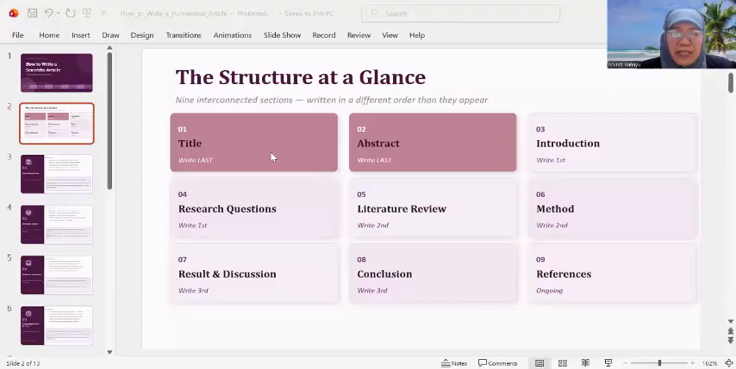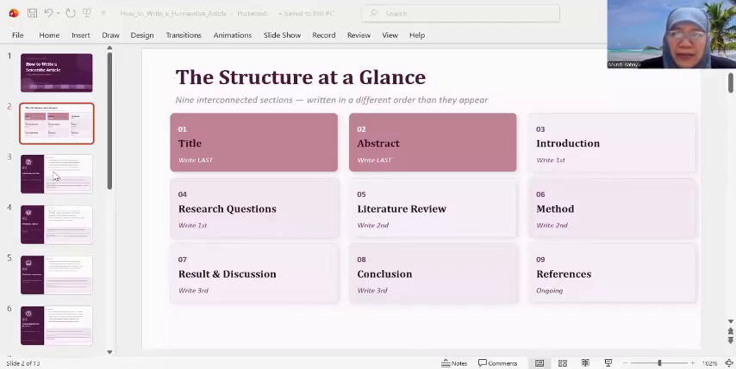At first, we are discussing the title, and then the abstract, the introduction, research questions, literature review, method, result and discussion, conclusion, and references. In doing this, look at the first and the second. They are blocked in a different color, which means that they are written in the last step. Although the title is at the beginning of the article, in the process of writing, you can write it in the last phase.